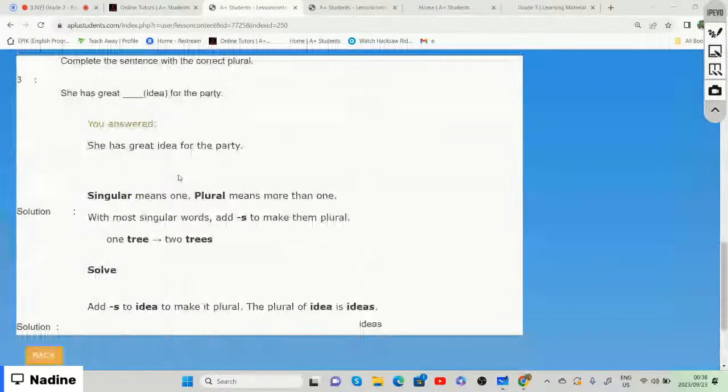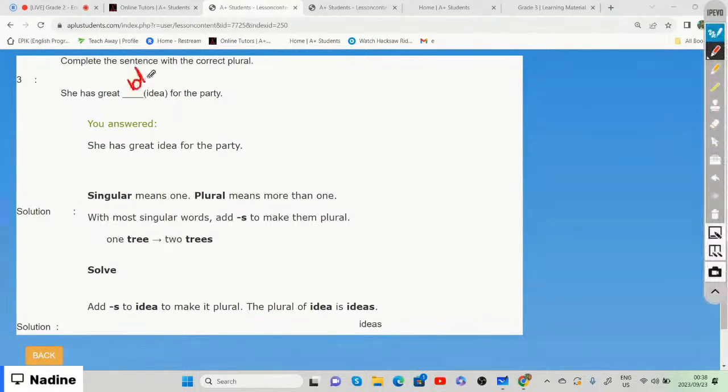She has a great idea for the party. Idea. So we can then say she has great ideas for the party. Ideas. It shows that there is more than one. She's got great ideas for the party. And that is more than one.